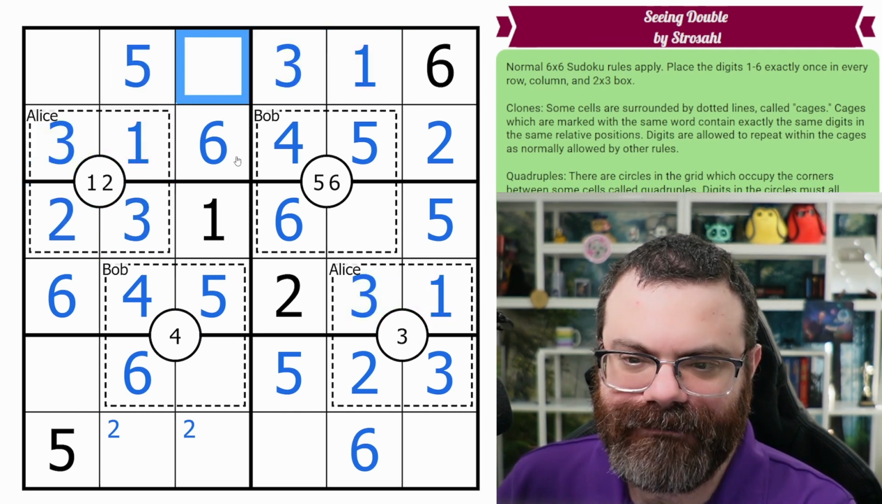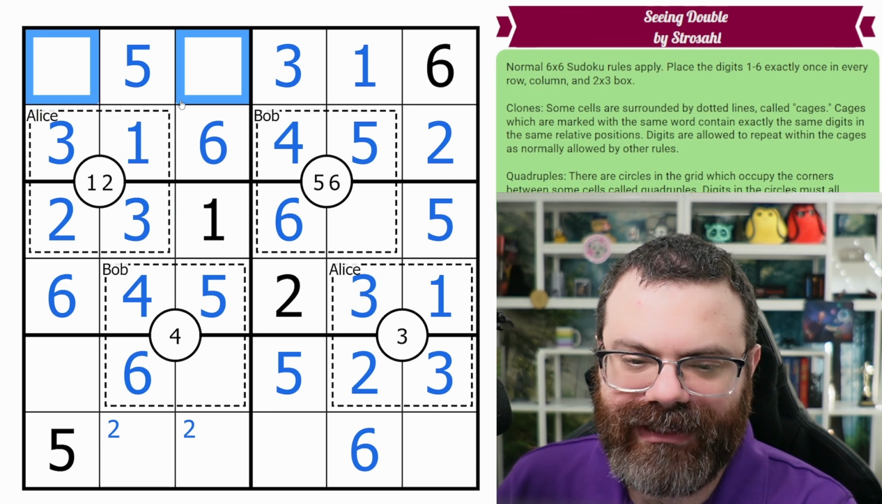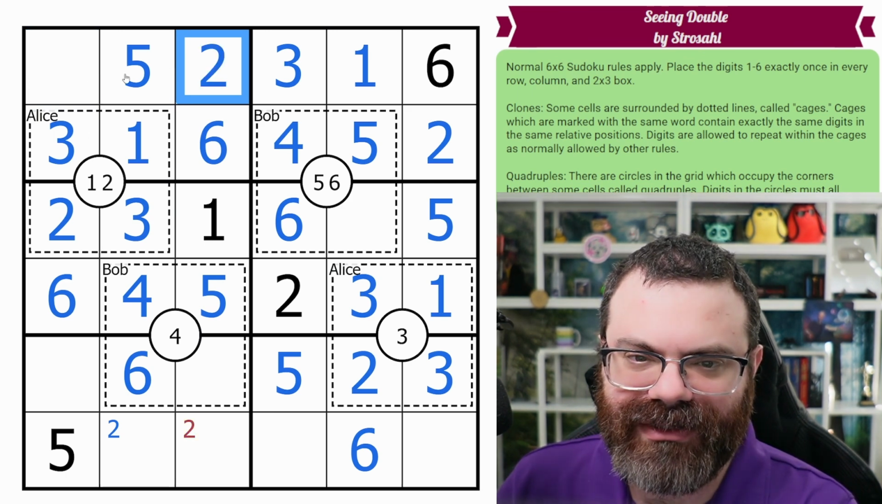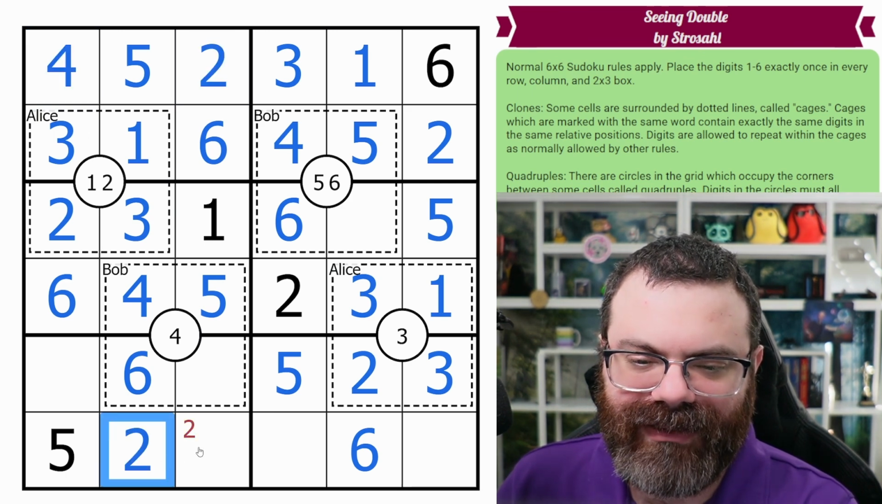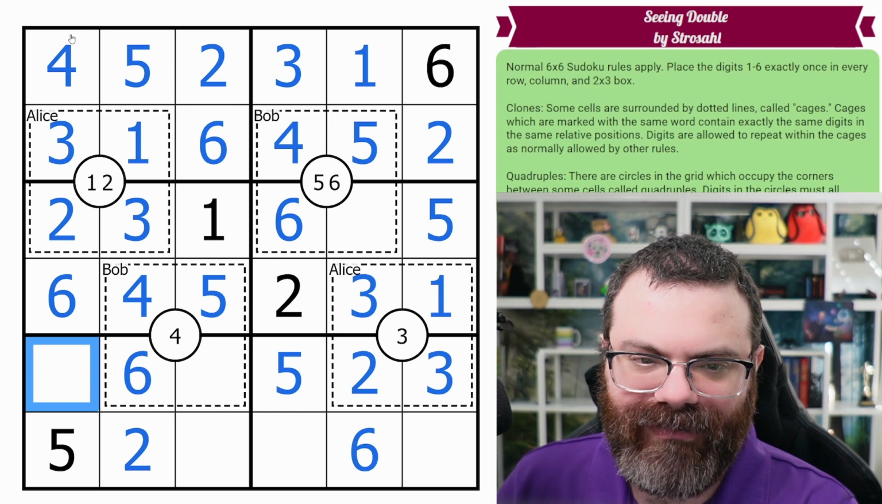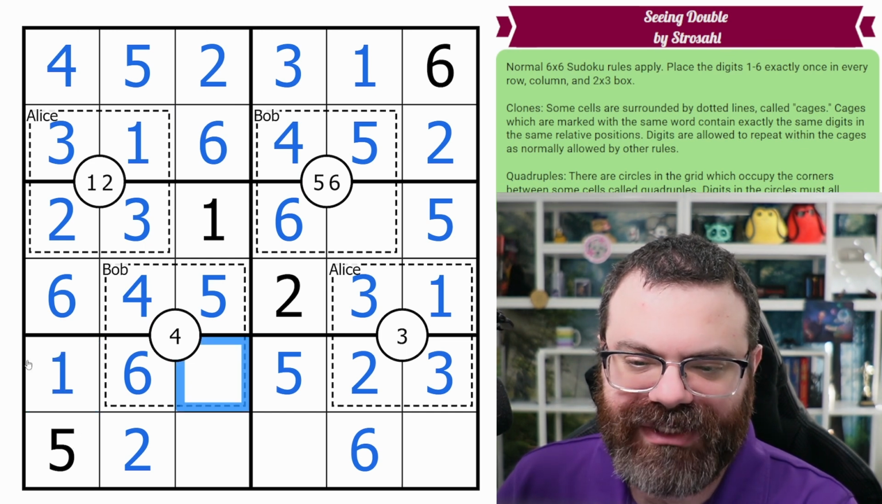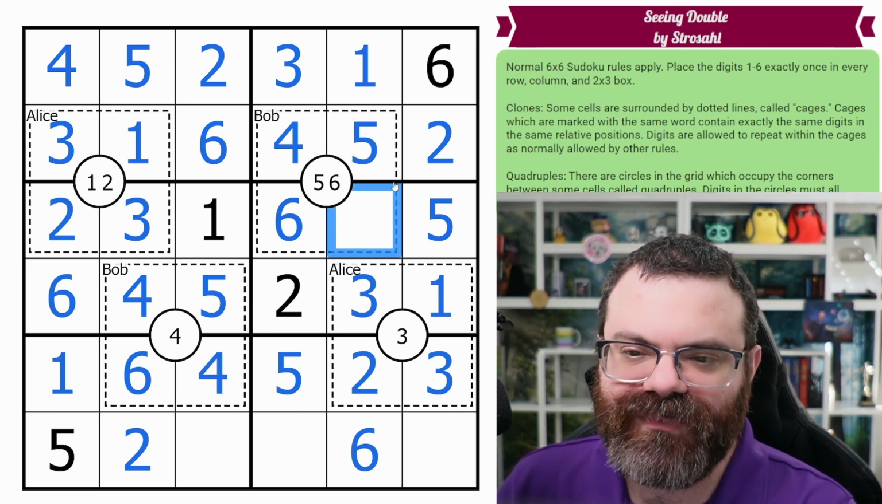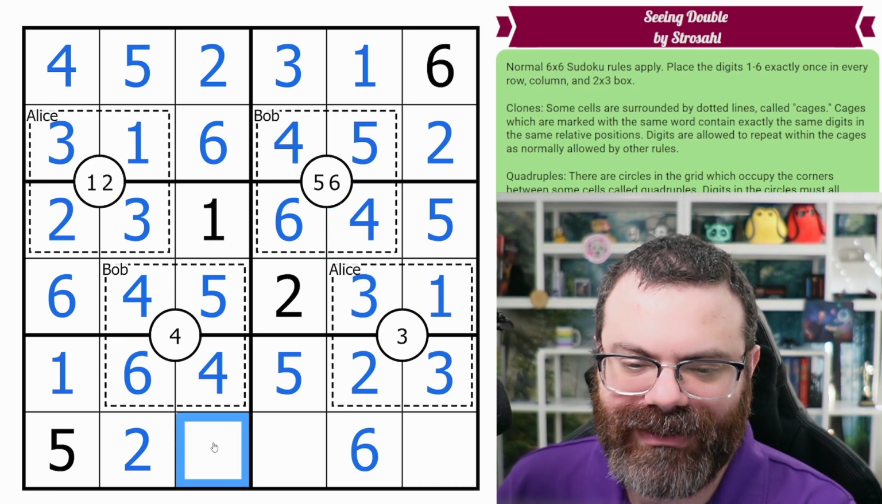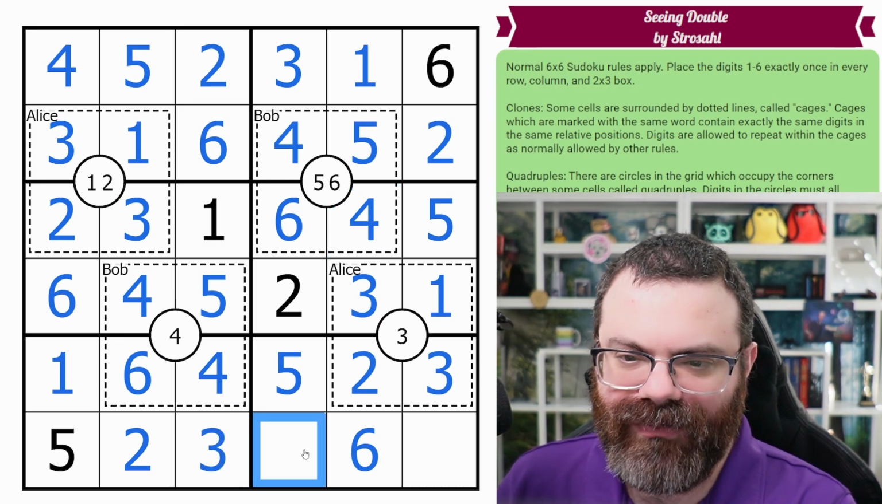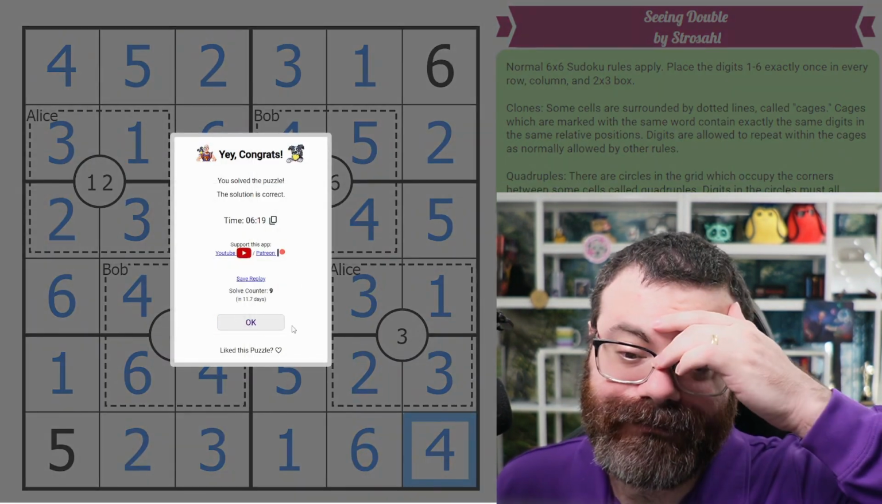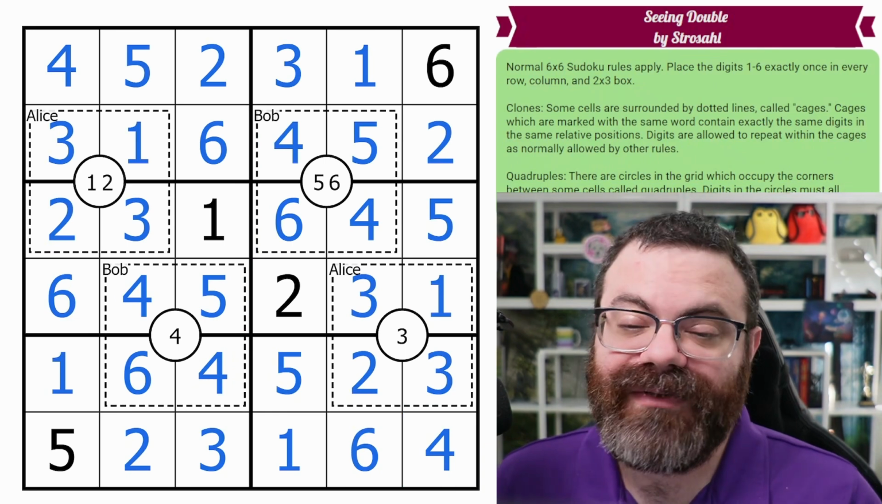That's a 5. Okay, so we need a 2 in this box, which goes there, and this is the 4. We get this 2. This is known. This is a 1. This is known for the row. It's a 4. So that translates up there, which Sudoku does as well. That's a 3. We need a 1 and a 4, which go like that, and we're done. Nice. That was a cool puzzle, Scott.